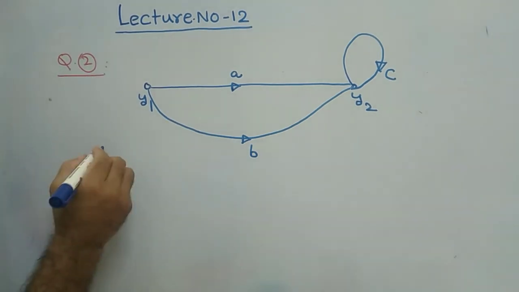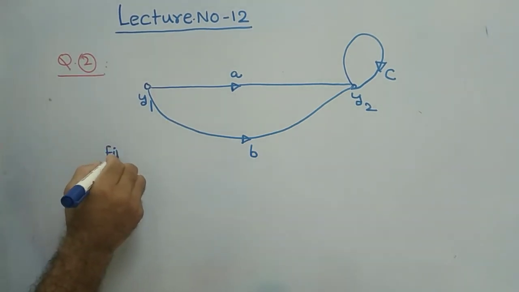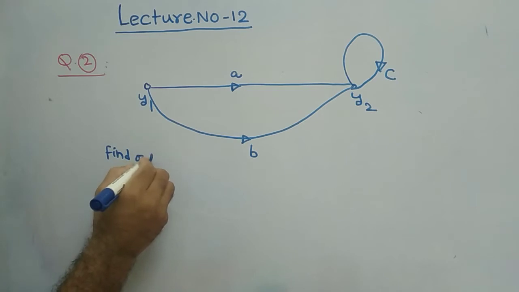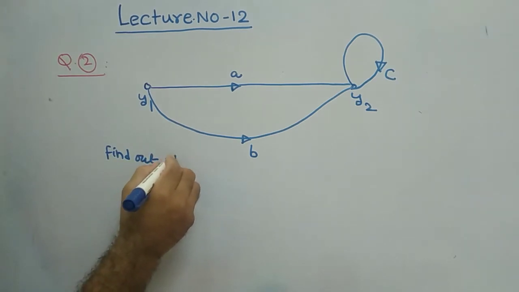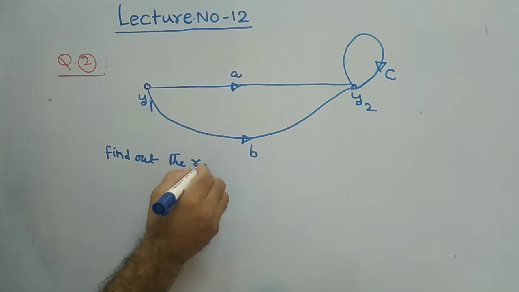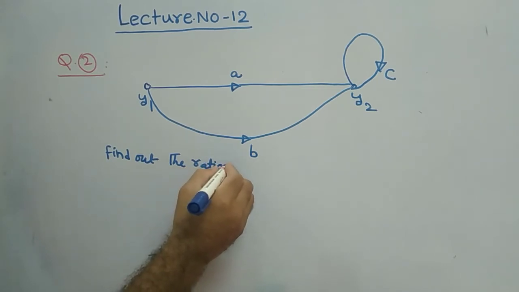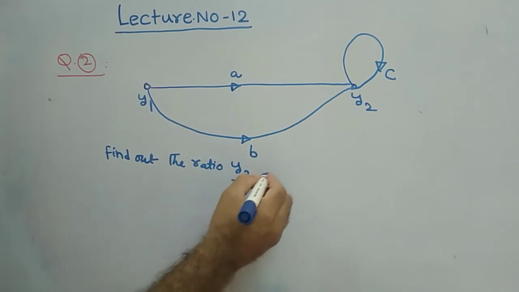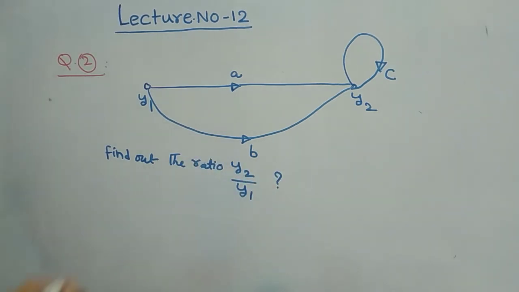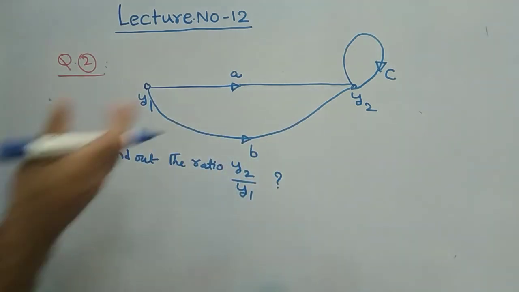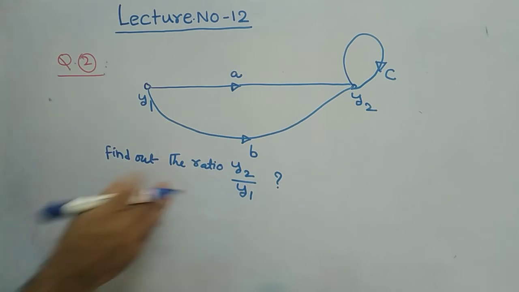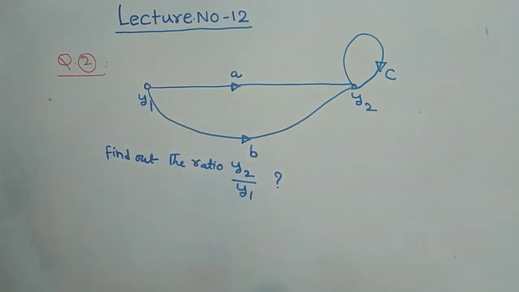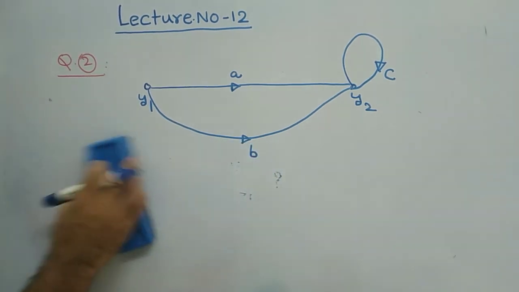Then here find out the ratio of y2 by y1. This is the question. The ratio of y2 by y1. It is a signal flow graph. You are asking to find out y2 by y1. How to solve? I will solve for you.